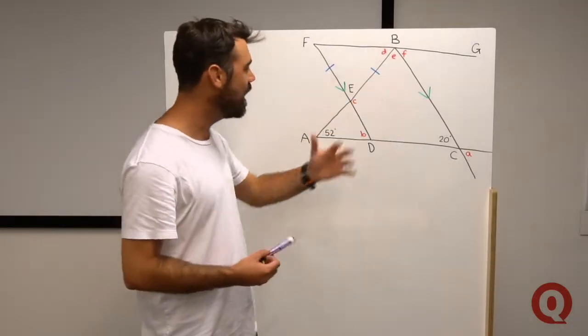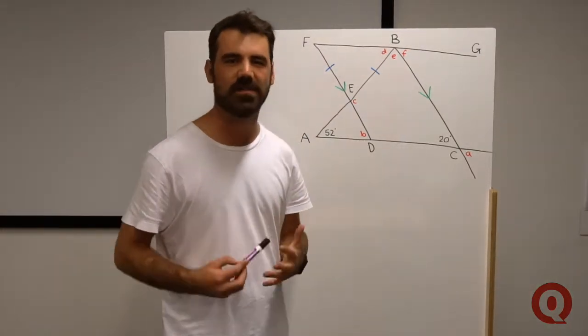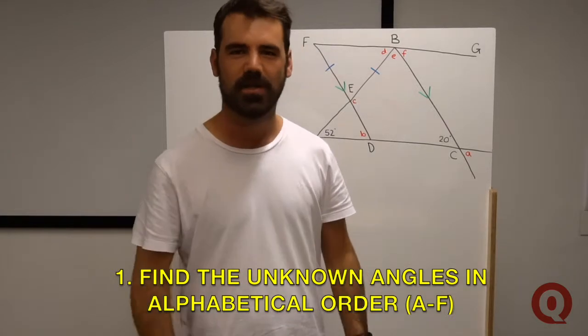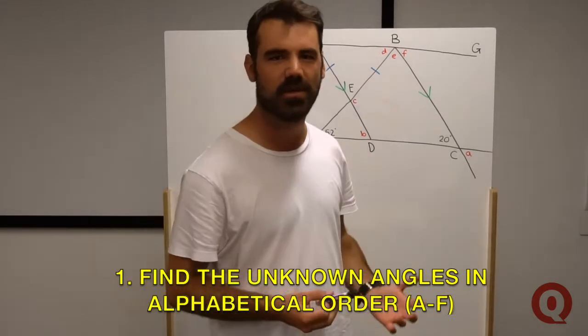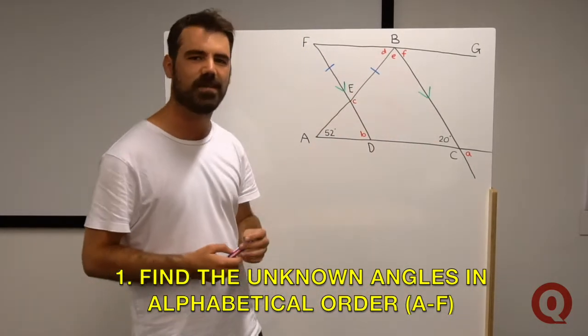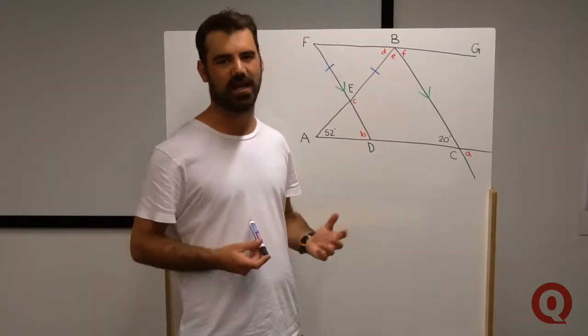Alright, there are lines, there are angles, and we need to find them. The question is, find the unknown angles in alphabetical order. So they're forcing us to find them in the way that they want us to find them. They're going to explore all the different reasons behind why we find angles when we're dealing with geometry and straight lines.